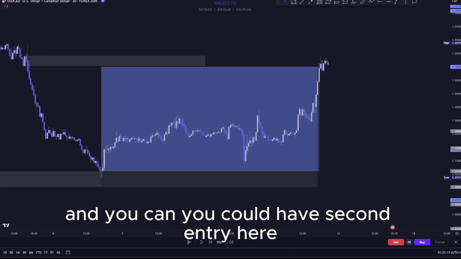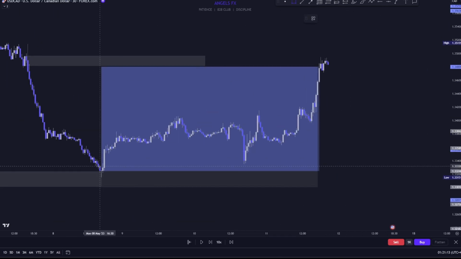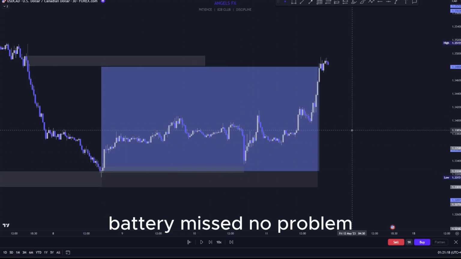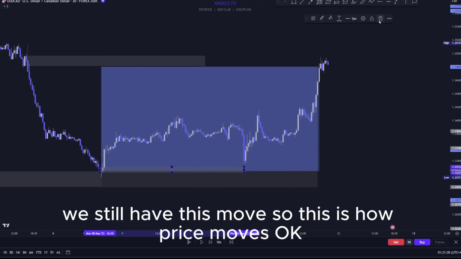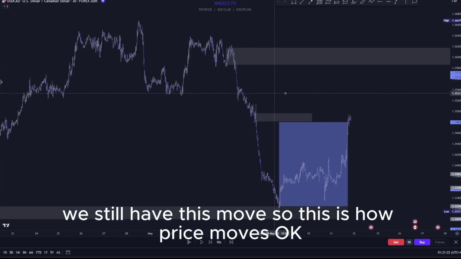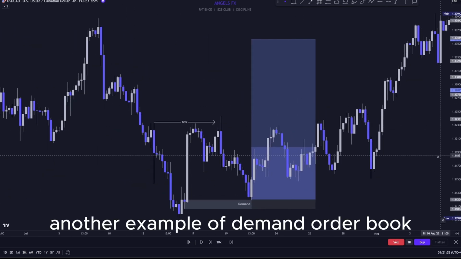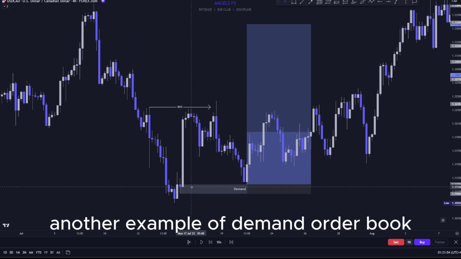And you could have a second entry here on this demand zone. But we missed it, no problem. We still have this move. So this is how price moves. Another example of a demand order block.